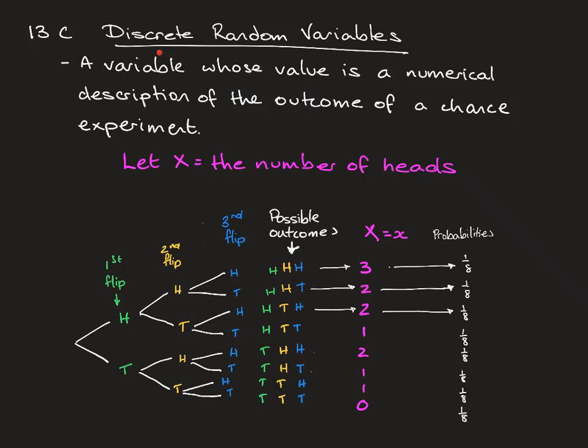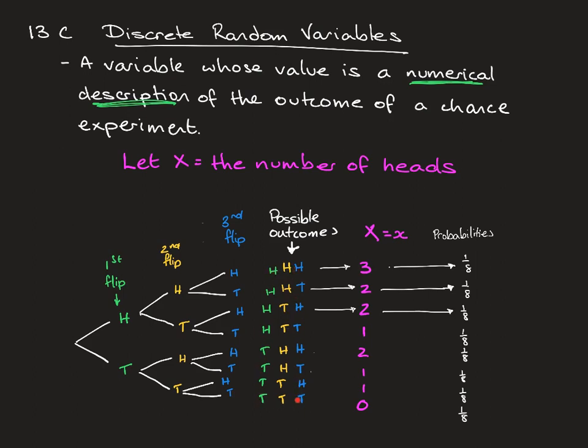So in this video we're going to look at discrete random variables. A discrete random variable is a variable whose value is a numerical description of the outcome of a chance experiment. So down below here I've got a tree diagram for a coin that's been flipped 3 times. And these are the outcomes of that particular chance experiment.